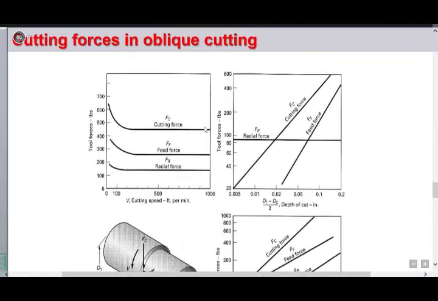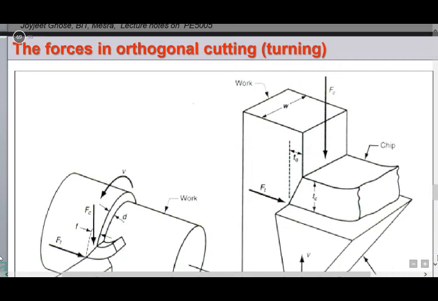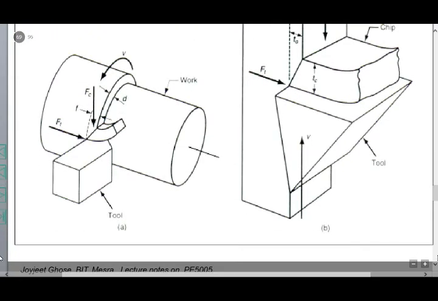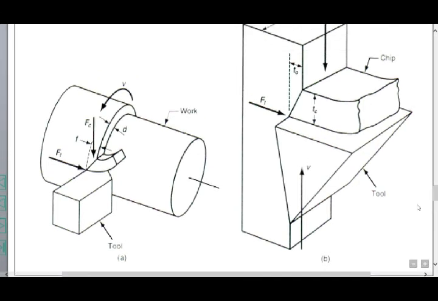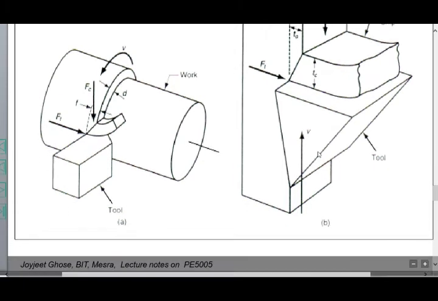Cutting forces in oblique cutting. What cutting forces are there in oblique cutting? Three forces are there: feed force, radial force and cutting force. Forces in orthogonal cutting, already you know that. In this figure observe the workpiece, tool and chip. Already you know the chip thickness ratio, shear angle, two formulas, and flow velocity.